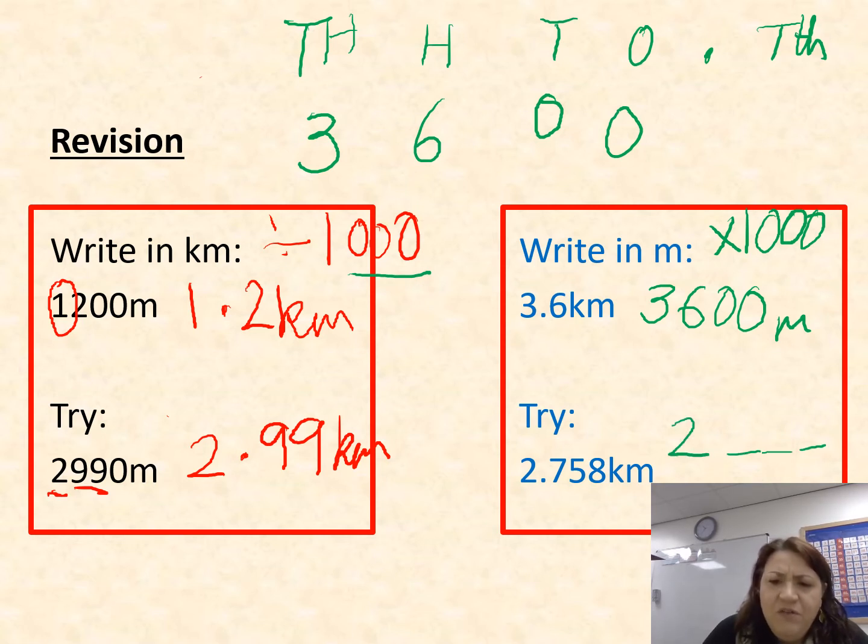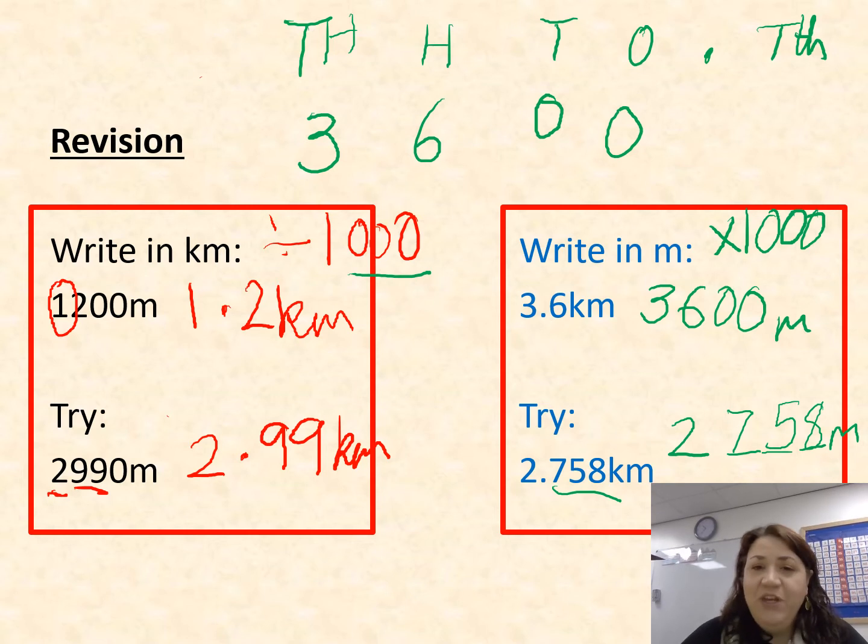Well, to give me 2,000 and something, I'm going to need 3 more digits. And look, I've got 3 more digits there. So it's lovely and easy. We just fill in those 3 digits. So it will be 2,758 meters. It's quite easy when you remember how many places you're moving it and that the digits don't change. They just move. Only the zeros might change.